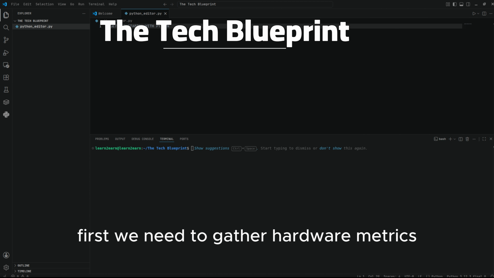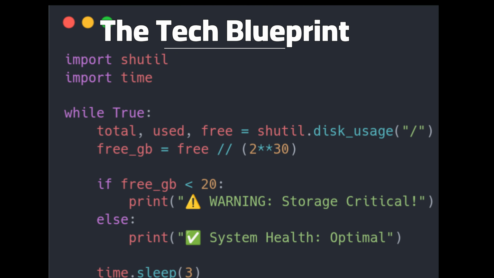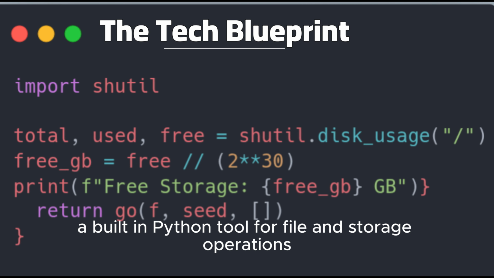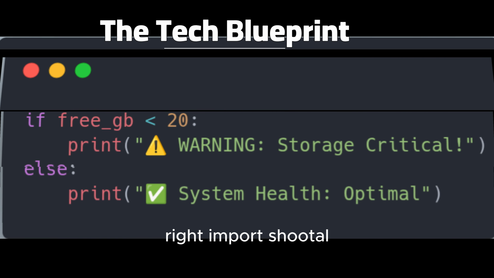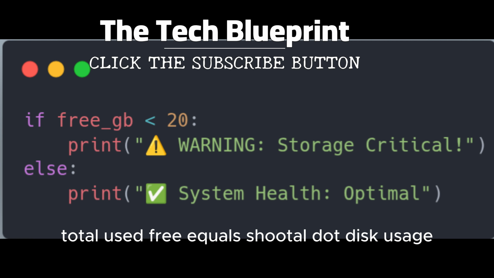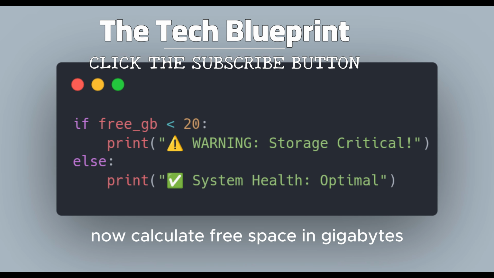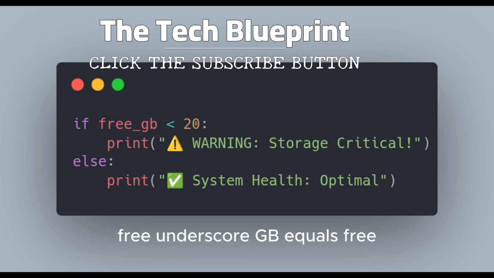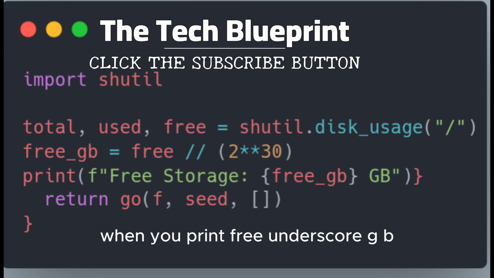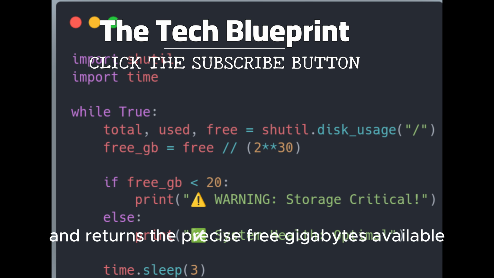First, we need to gather hardware metrics. In Python, variables are labeled containers that hold data. To pull system data, we import the shutil module, a built-in Python tool for file and storage operations. Write import shutil, next store disk metrics using unpacking: total, used, free = shutil.disk_usage("/"). Now calculate free space in gigabytes: free_GB = free // 2**30. When you print free_GB, Python queries your machine's physical storage and returns the precise free gigabytes available.